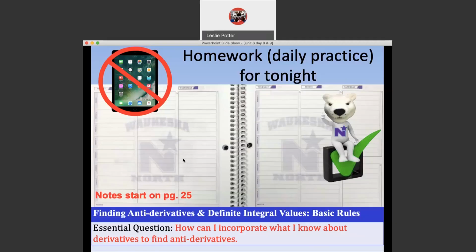These are the notes for Unit 6, Day 8, and they start on the 25-year packet. The title of this is Finding Antiderivatives in the Definite Integral Values Using Basic Rules. So our essential question is, how can I incorporate what I know about derivatives to find antiderivatives?